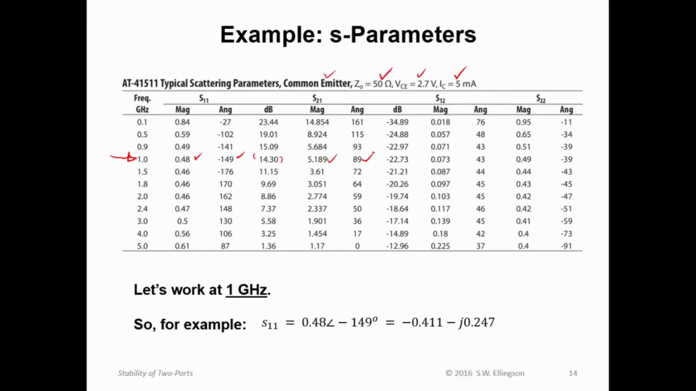Now, one reason why I want to do this example is to give you also practice in interpreting data sheets. Datasheet authors are frequently somewhat sloppy. For example, here, these values are all in degrees, although it's not really indicated that these are phases in degrees. It's just kind of a convention among RF engineers that that's going to be the case. So, for example, S11 here is 0.48 at an angle of minus 149 degrees, or it has this value in terms of real and imaginary components. Okay?